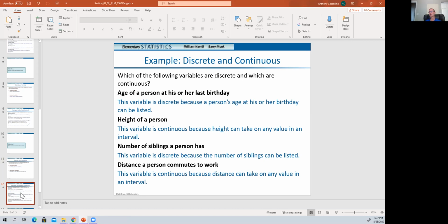The number of siblings a person has, hopefully that one's pretty obvious that that's discrete. You know, if you had 2 brothers and 2 sisters, that would be 4. Usually don't with regards to that. So those things could be counted. And here's an example of something that's measured again. Distance is measured. And so the last one here, that variable would be continuous.